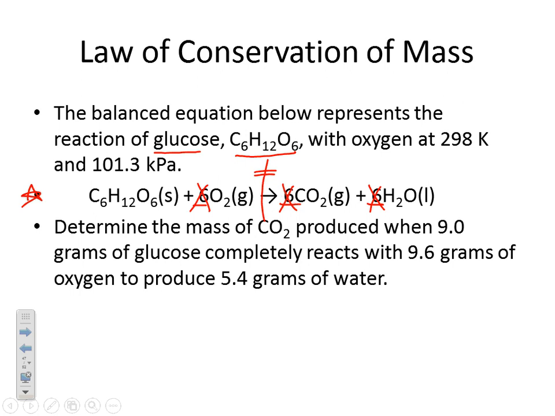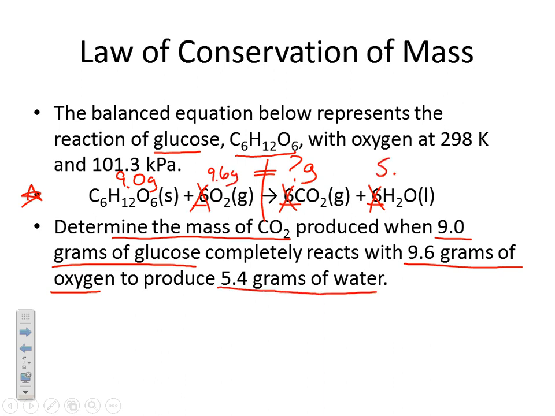So we've got some numbers in the problem. I'm going to line them up with the thing they belong to. Determine the mass of CO2. Okay, so that means that's my unknown. Produced when 9 grams of glucose, 9 grams of glucose. What's that? That's here, 9 grams of that stuff. Completely reacts with 9.6 grams of oxygen, 9.6 grams of oxygen right there. To produce 5.4 grams of water. Match that up with the water.